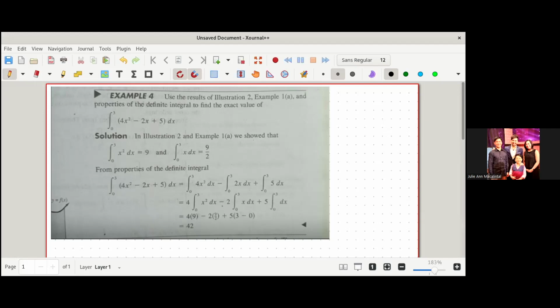Ngayon, yung properties of the definite integral. Tingnan mo. So, first, yung sum ng integral ay yung integral ng sum is sum ng integral. Anong theorem yun? That's theorem 4.5.9. Ito. So, lagyan mo ng justification. Theorem 4.5.11.